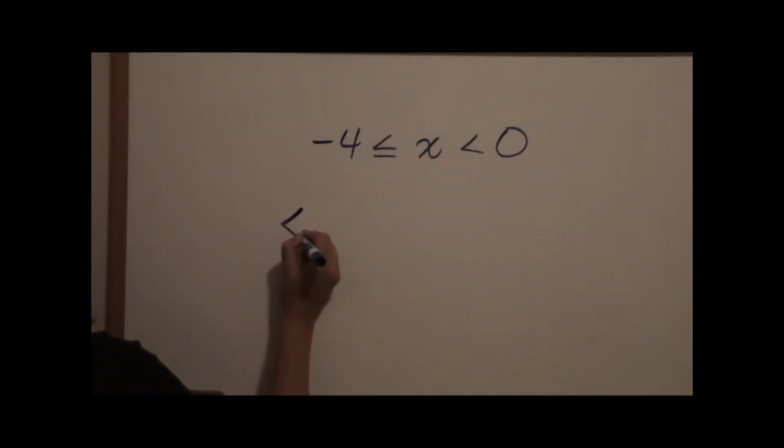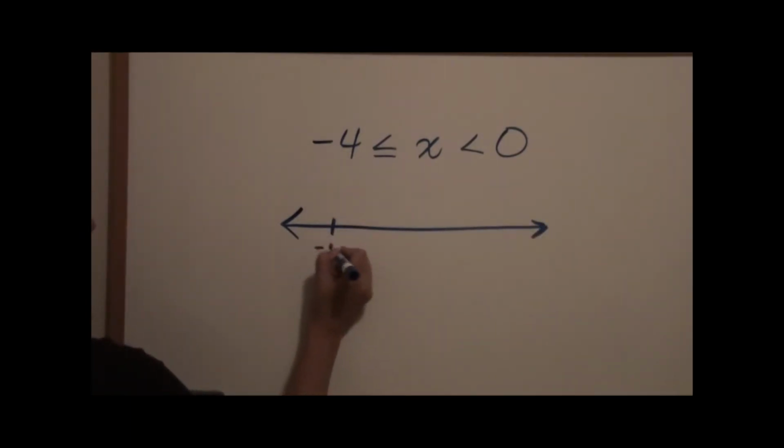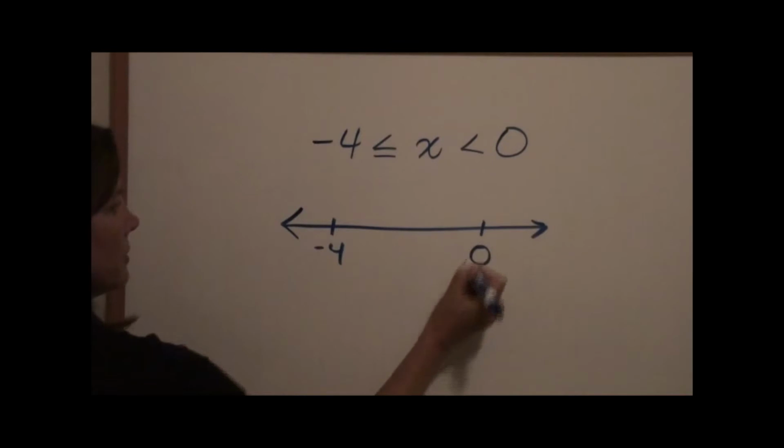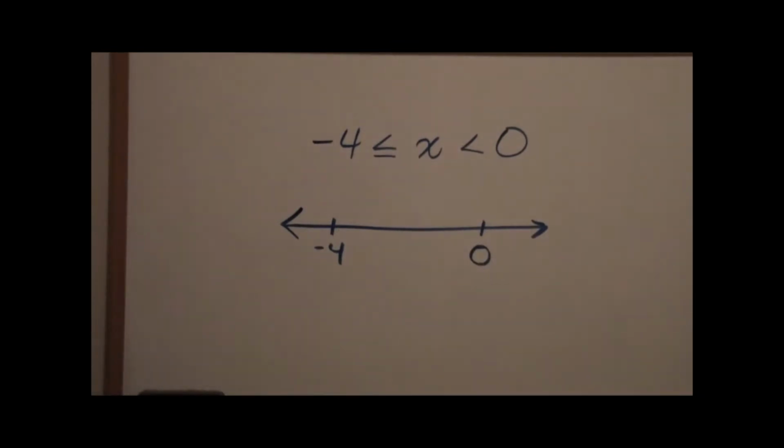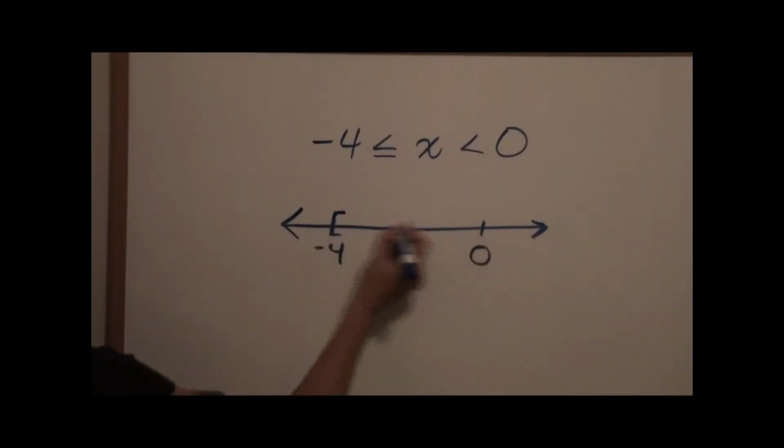If I do that on a number line, I think about my key numbers, -4, 0. I know that I'm looking for values of x that are between those two, so I know I'm going to be shading in the middle. But now what I have to think about is, am I including -4? Yes, so I know I'm going to use a bracket. I know I'm including it because it had an equal sign. The bracket's going to open to the right because our interval is between those two numbers. We're going to shade to the right.